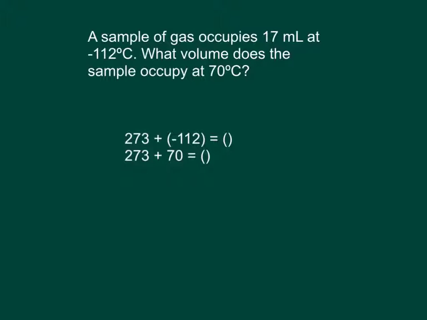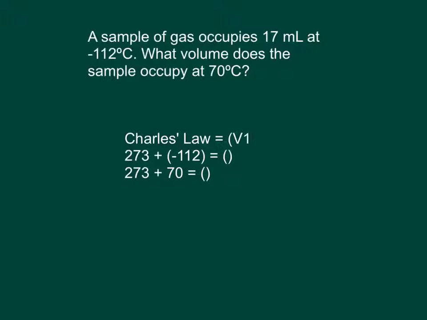A sample of gas occupies 17 milliliters at negative 112 degrees Celsius. What volume does the sample occupy at 70 degrees Celsius? So we know we have to convert the Celsius to Kelvin because that's what the T is. And for this equation, we're going to use Charles' law because we are dealing with volume and temperature. So that equals V1 over T1 equals V2 over T2.